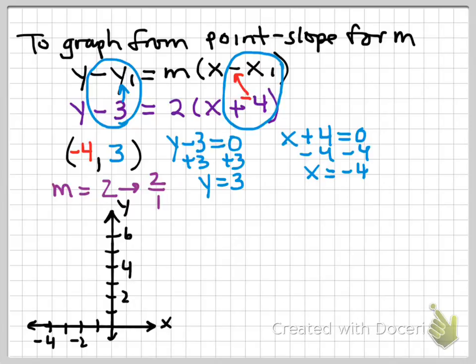So we start with the point. And the point says go to -4 from the origin on the x-axis and then up to 3 on the y-axis. And that is your point. From there, we're going to play the role of slope. So slope says you're going to rise up 2 and then run 1 to the right. So we're going to rise up 2 and 1 to the right, which takes us to the point -3, 5. And then we just connect them up. Okay? And then you have a line.